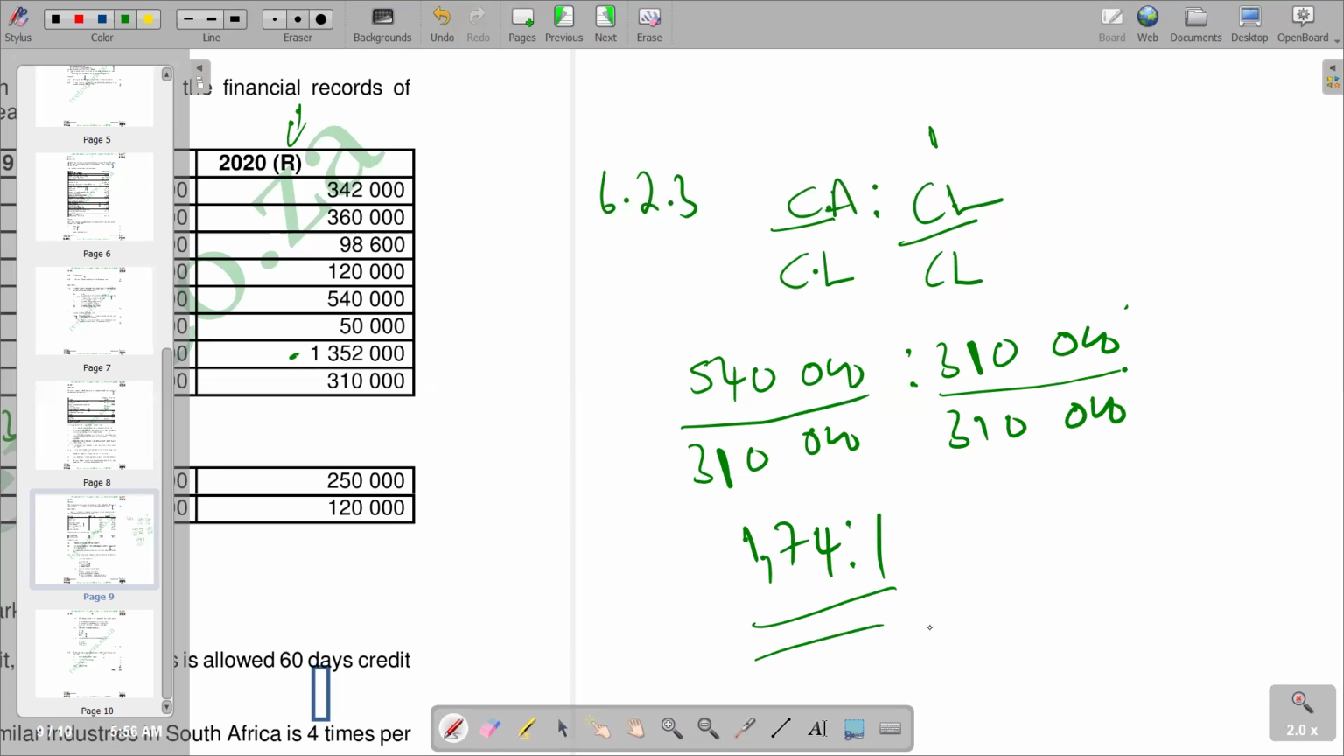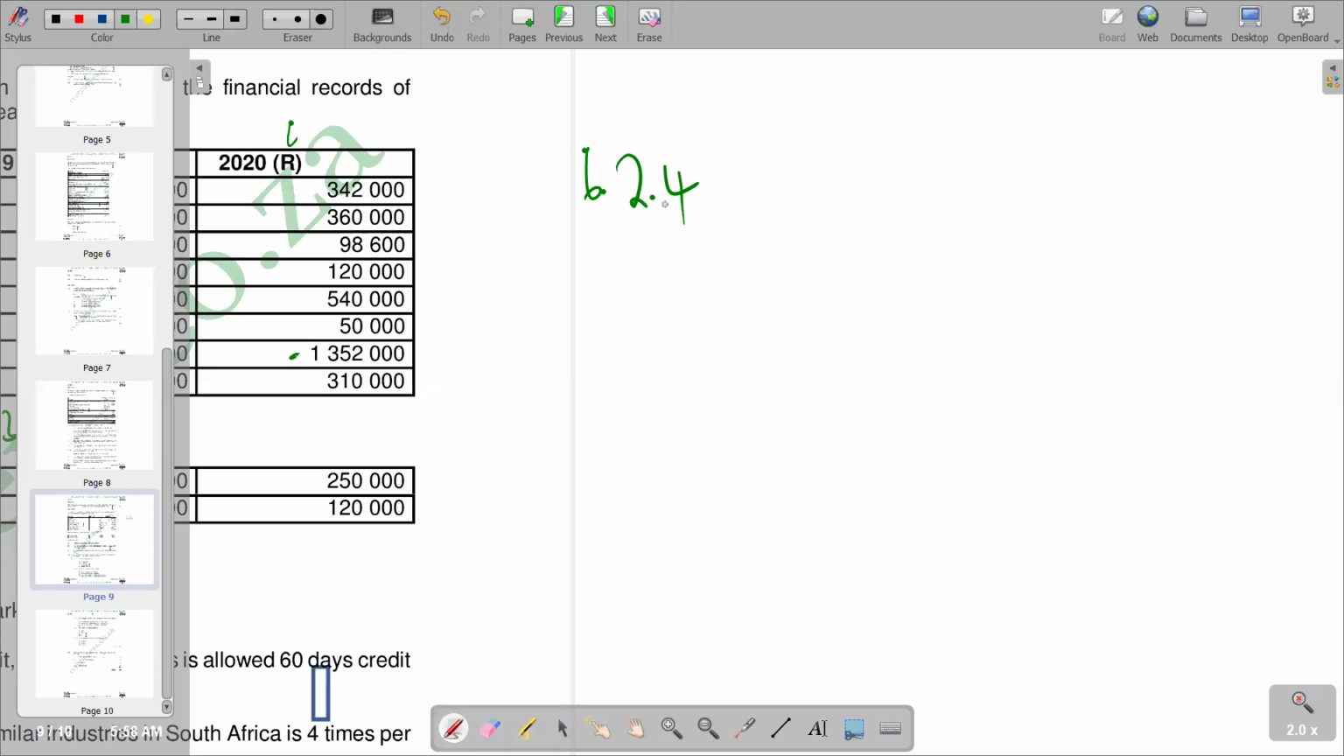On the last part of our question, we are going to calculate the solvency ratio. Let's just try to see. For the solvency ratio, the formula that we are going to use is total assets is to total liabilities. So we're going to add all the assets that we have, and then we get the total. And for total liabilities, we also add the total liabilities that we have and present it as a ratio.